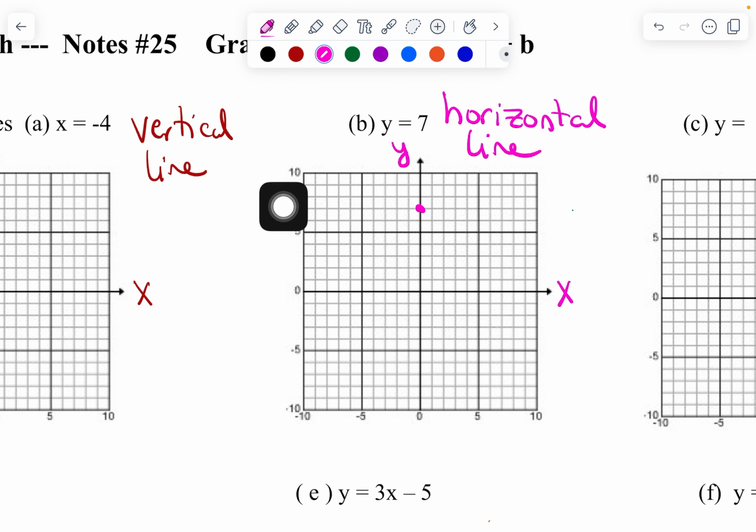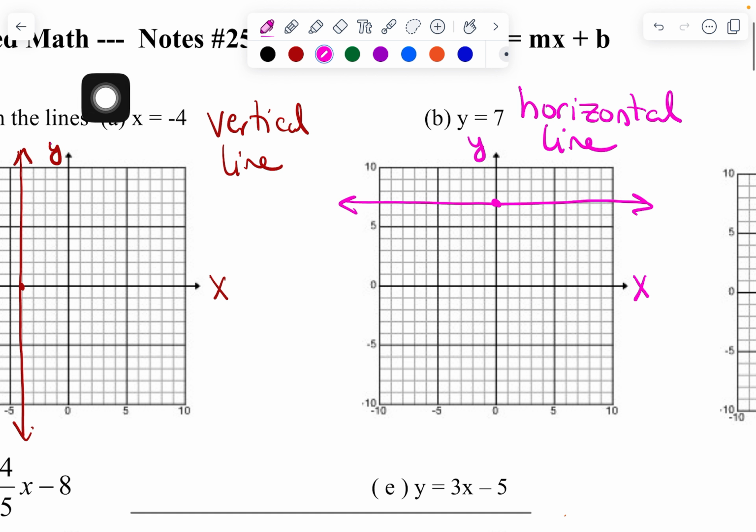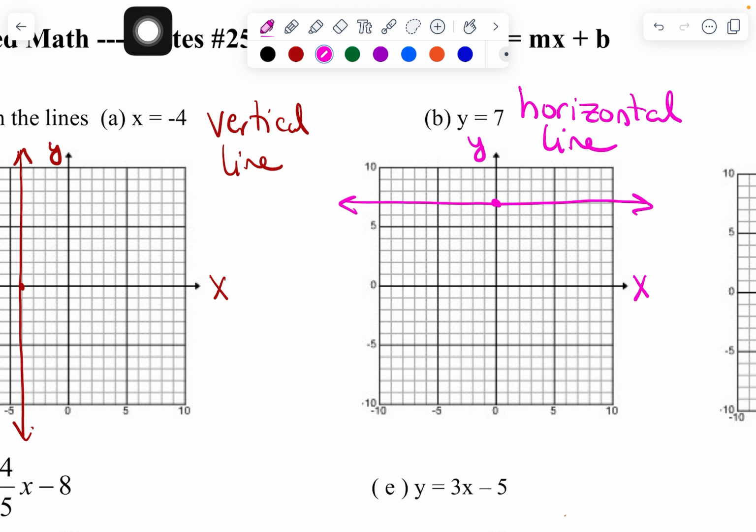Now, what can x equal? It doesn't matter. X can equal anything, because there's nothing in that equation that talks about what x can equal. So there's my horizontal line. Again, if you got y equals a number, it's a horizontal line. If you have x equals a number, it's a vertical line. Okay, so those are the 2 kind of specialty ones.